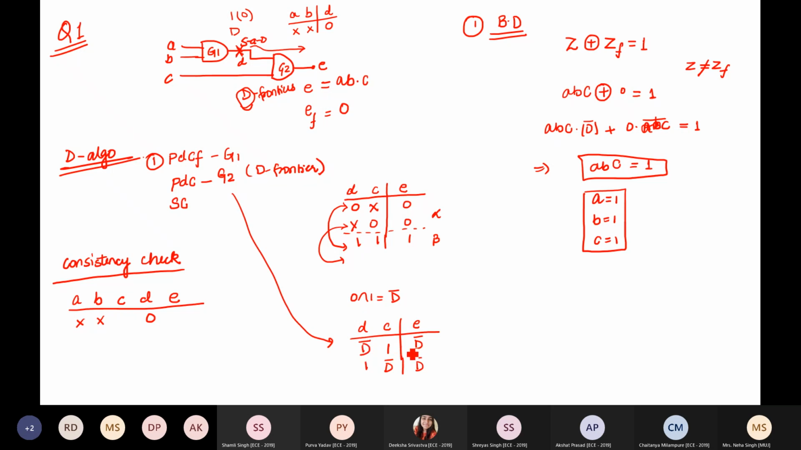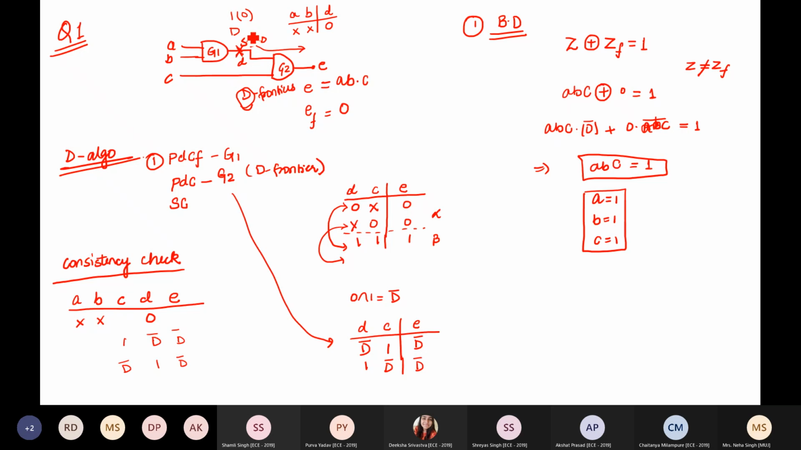D is D bar, 1 and C is 1. I could have 1, D bar and D bar, or I could have D equal to 1, C equal to D bar, E equal to D bar. Since there is no consistent value in C, B and A are don't cares. Therefore, according to the D algorithm, the fault stuck at 0 at D cannot be determined. Right? So we need to backtrack.